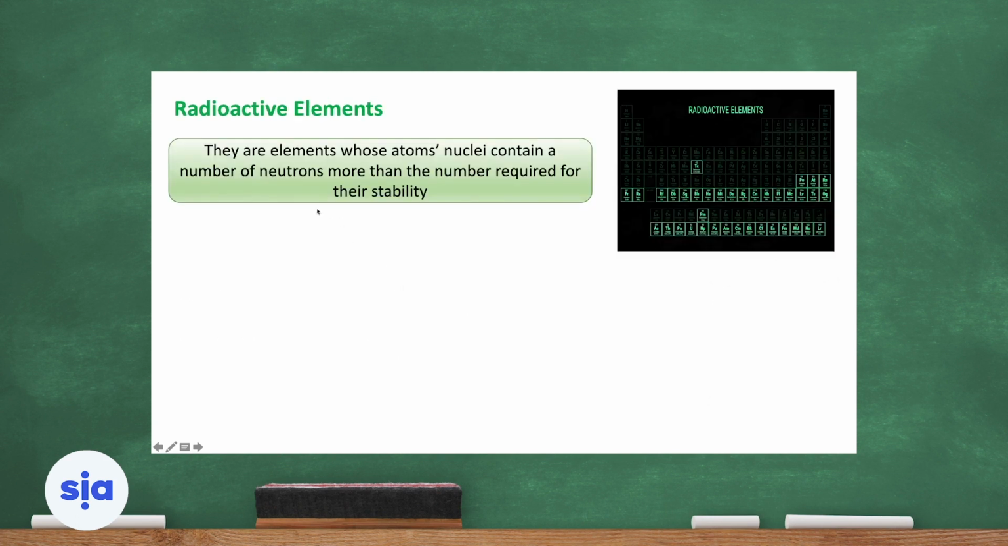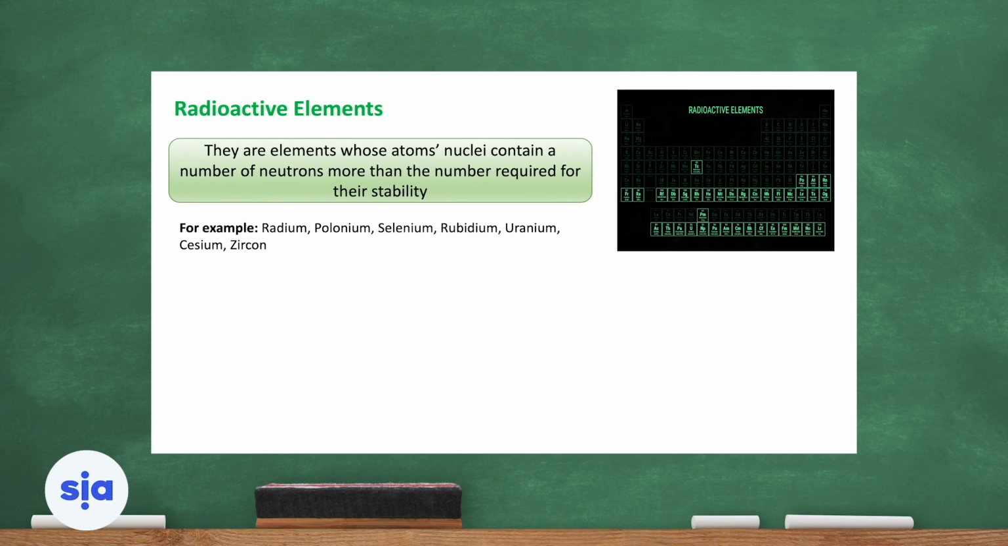Radioactive elements are the elements whose atoms' nuclei, nuclei is the plural word for nucleus. So nucleus plus nucleus are called nuclei. Two or more nucleus are called nuclei. They contain a number of neutrons more than the number required for their stability. So as a result, the atom will get rid of excess radiation in the form of radioactive phenomena.